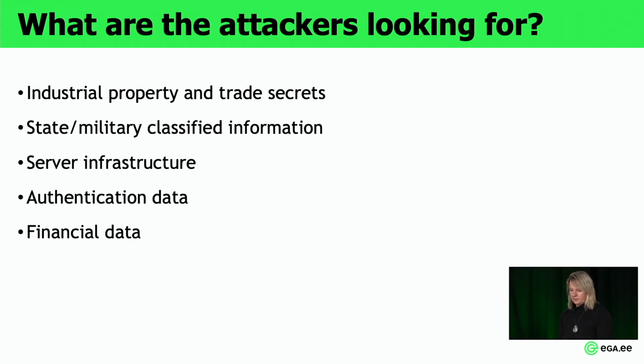So let's talk about attackers. If they prepare their attack, what are they looking for? What is their aim? The first group of attackers are paid, for example, to get to know trade secrets or some kind of industrial property. So they are attacking the systems which might include this kind of information. Also, there are many attackers who are interested in state or military classified information.